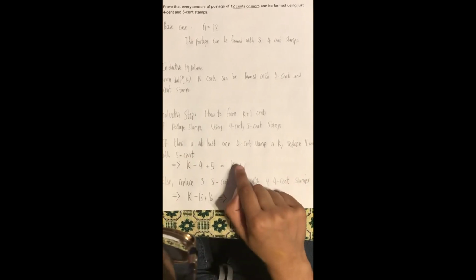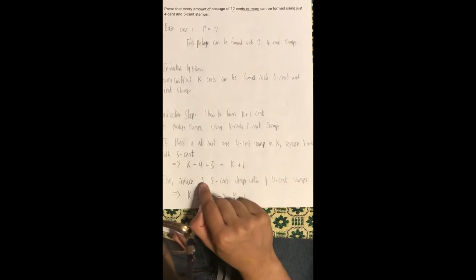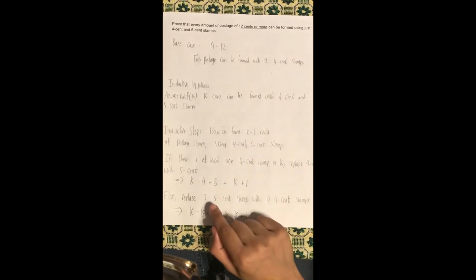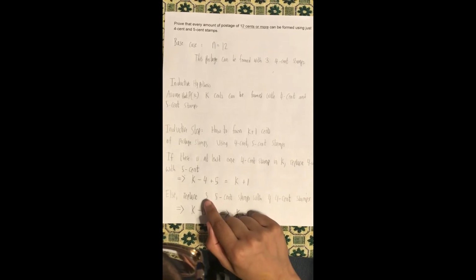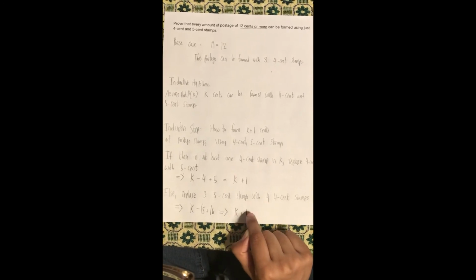This gives us K minus 4 plus 5, since we're replacing one 4 cent with a 5 cent, giving us K plus 1. Else, we replace 3 5 cent stamps with 4 4 cent stamps. There will always be at least 3 5 cent stamps because the minimum number of cents is 12, and if there are only 5 cents, we must have at least 3. This gives us K minus 15 plus 16, since we're removing 15 cents and adding 16 cents, which gives us K plus 1.